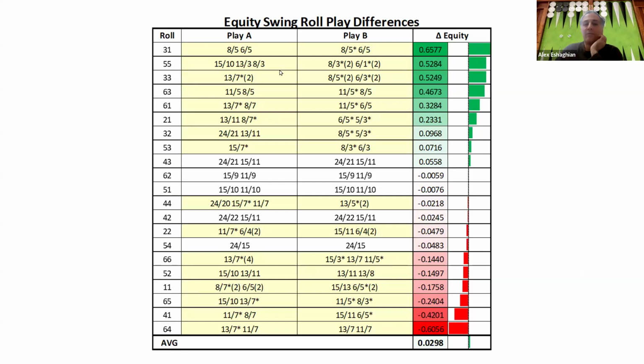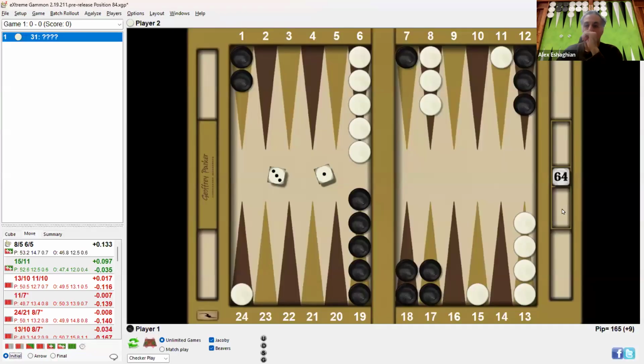So after the top play of splitting to the bar point, if the opponent rolls a 3-1, they make the 5 point, but after the second play, it's the 5 point on head. And this is how all of them play. And then we're going to look at all these top swing rolls, the rolls that are big differences in equity between the top play and the second play.